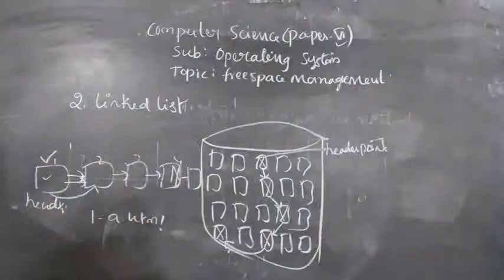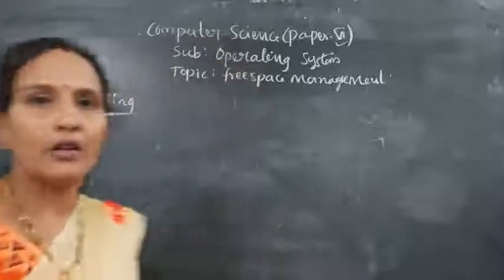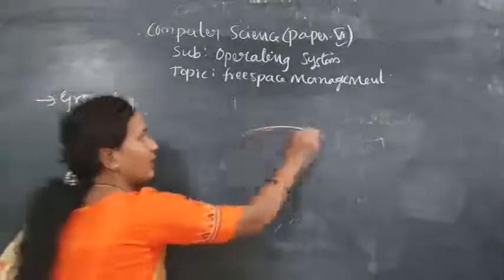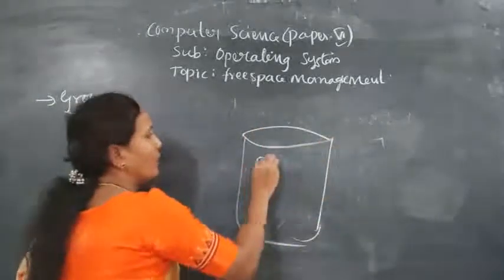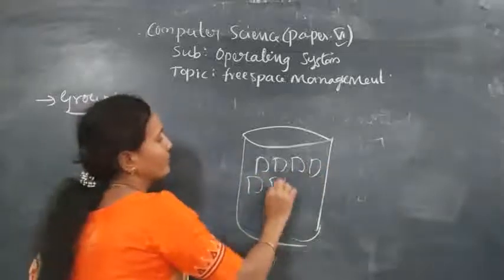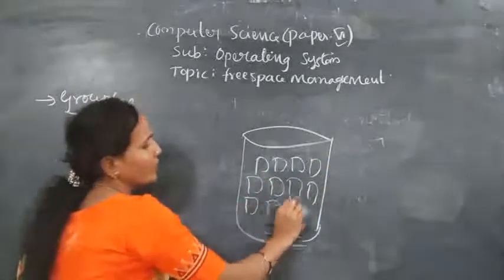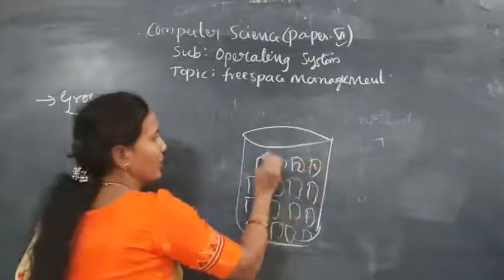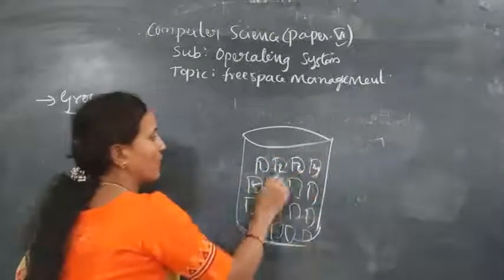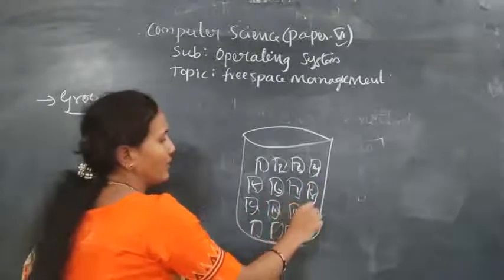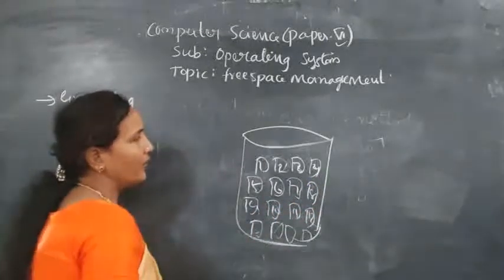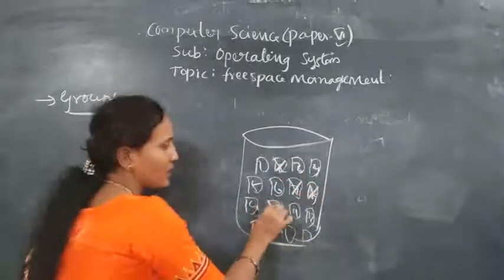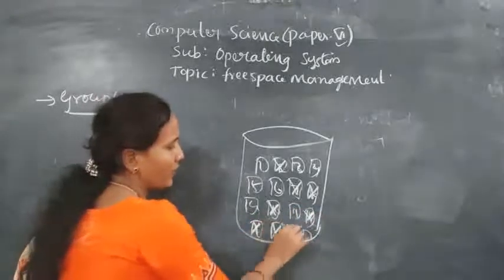Now we'll discuss the grouping method of free space management. So here, for example, in the hard disk you have different blocks: 1, 2, 3, 4, 5, 6, 7, 8, 9, 10, 11, 12, like this. Here the free spaces, for example: 2 is free, 7 is free, 8 is free, 10 and 12 are free, and so on. These are all free spaces.